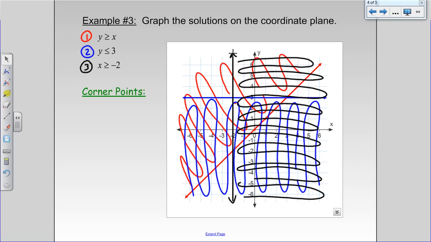In this case, the solution set for our system would be all the points contained in this triangular region that is shaded red, blue, and black. So to make that more clear, we'll shade it green. And then we'll label our corner points. In this case, because we have solid boundary lines, our corner points will be closed circles. And the coordinates are readily identifiable from the graph as the point (3, 3), the point (-2, 3), and the point (-2, -2).